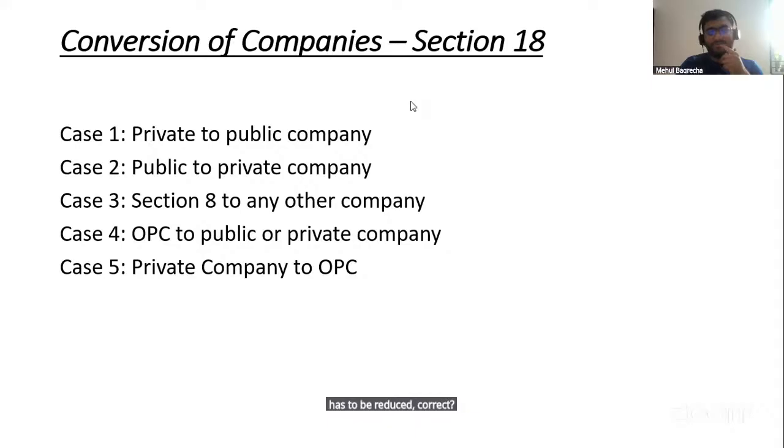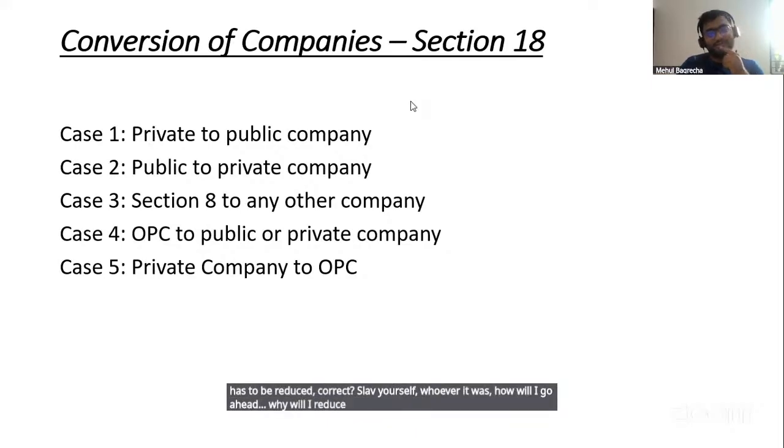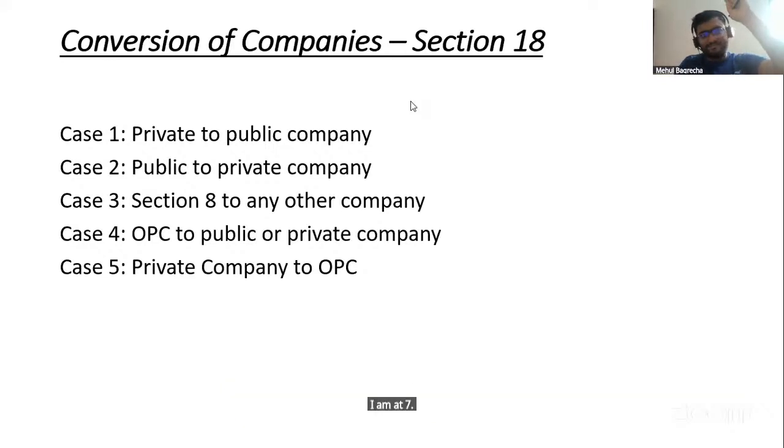Slap yourself, whoever it was. How will I go ahead? Why will I reduce the minimum number? I am at 7. Should I reduce it to 2? Because I'm a private company? There is a minimum requirement. Maximum I can have up to 200.